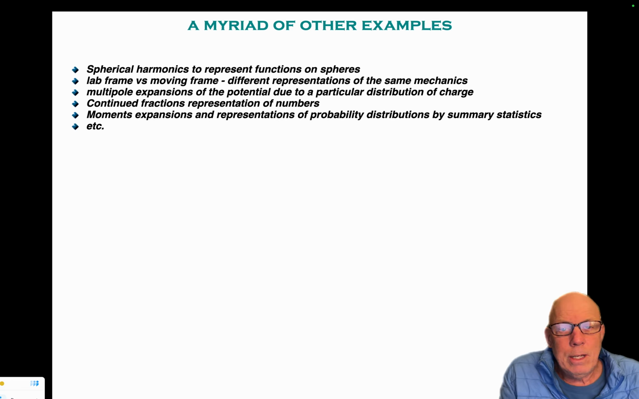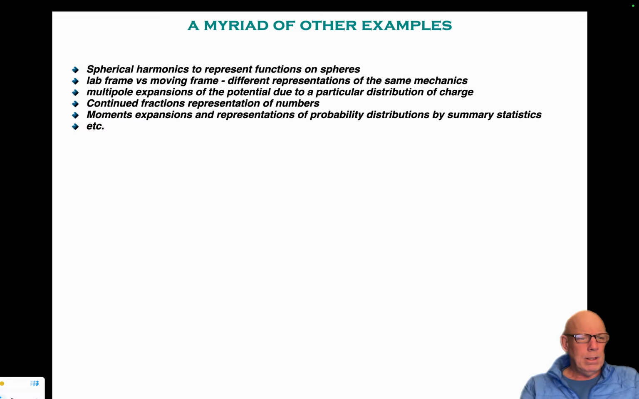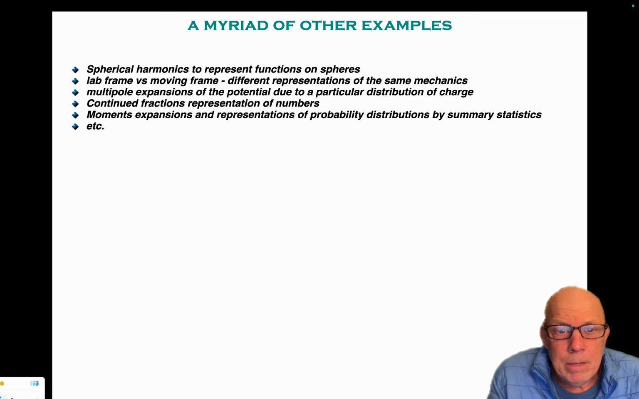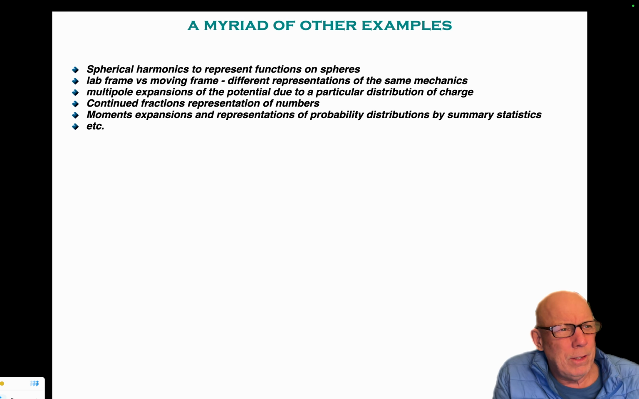Multipole expansions of the potential due to a particular distribution of charge. If I have some weird charge distribution, it's super cool that I can represent that as a dipole plus a quadrupole and so on, octupole or whatever. That's very interesting because it gives us a new way of thinking about the same object. So remember, like I said, same object, new encoding. I replace this messy, weird shape with a charge distribution with a new encoding, and that encoding invokes words that we understand like dipole or quadrupole and so on. Continued fractions as representations of numbers. And then finally, using summary statistics, I represent a probability distribution by telling you its mean and its variance.